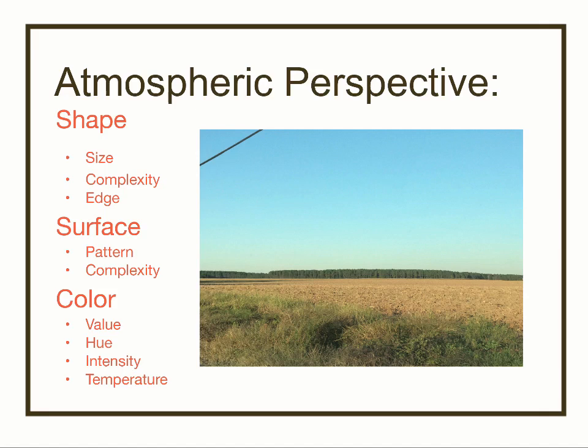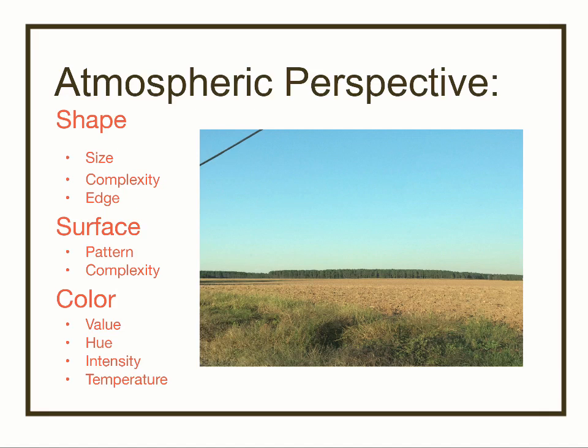So look at size. One of the changes that happens in size as you go from foreground to middle ground to background is that shapes appear to get smaller. Another thing that happens is that the complexity of the shapes change.